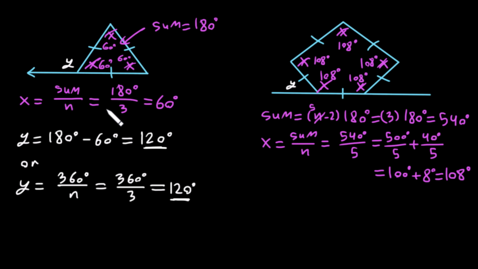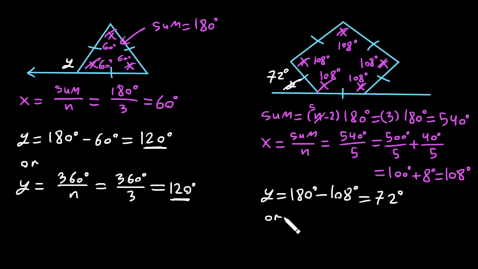To find this y, it's very simple. We know this is a straight angle. We can say 180 degrees minus this x, this 108 degrees, to find this y. So y equals 180 degrees minus 108 degrees, which is 72 degrees. So we found this y as 72 degrees.